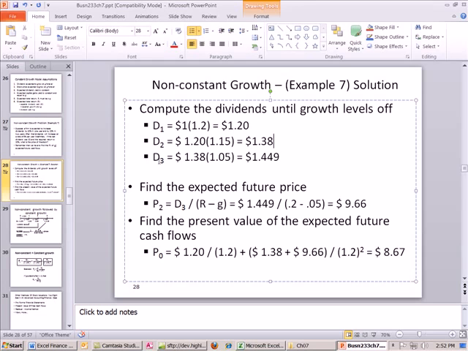Now, guess what? With this dividend, D3 at time 3, we can figure out the price at time 2. So price at time 2 is dividend 3 divided by the required return minus the growth rate. We simply plug that in, subtract this, and get that. Now we have all of our cash flows. We have cash flows here, and at time 2 we have a dividend and we have a price. So now we discount these back.